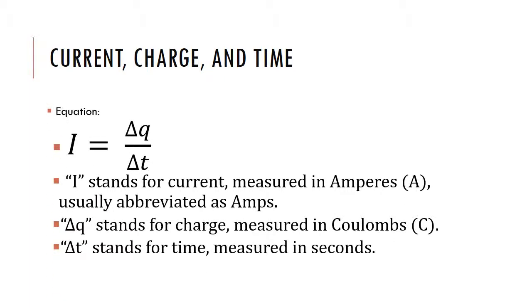So the equation for current is I equals delta Q over delta T, which means current equals charge over time. So the I stands for current. I don't know why it's an I, but that's what it is. And it's measured in amperes, which is usually abbreviated as just amps. And the symbol for the unit is A. Delta Q is charge, measured in coulombs like it has been for Coulomb's law, which is represented by C. Then the T stands for time, measured in seconds like it always is.